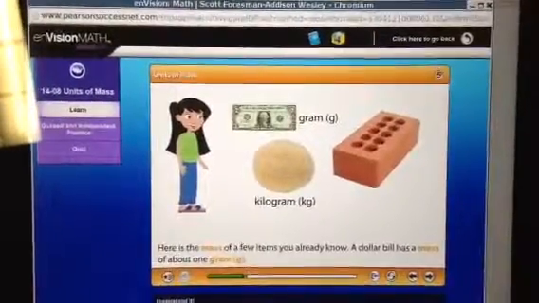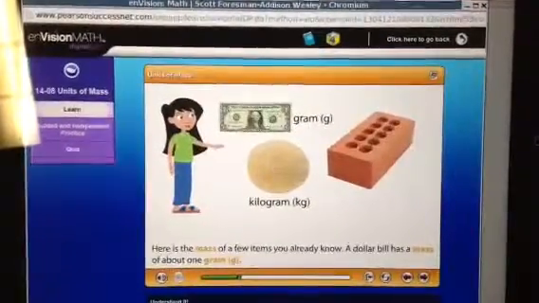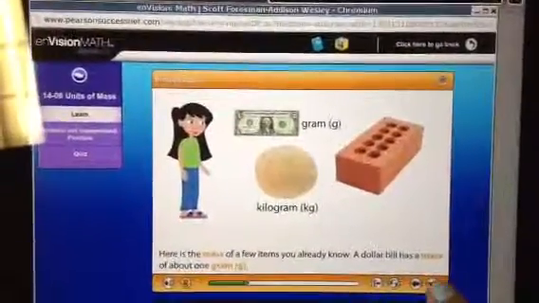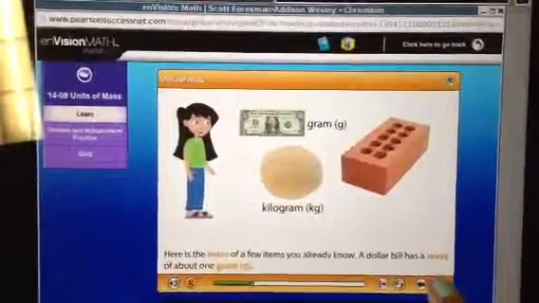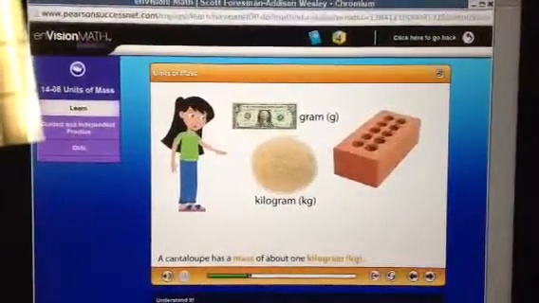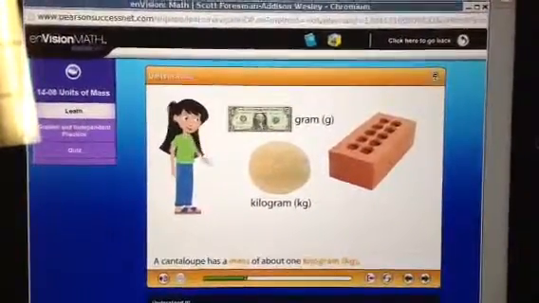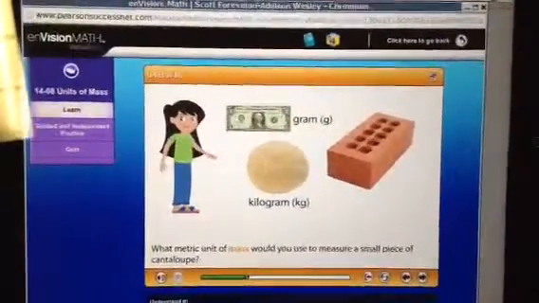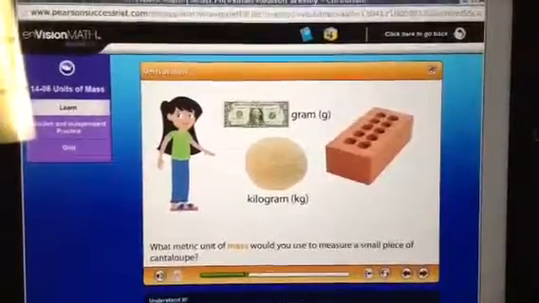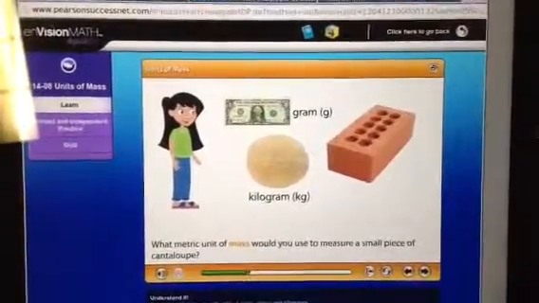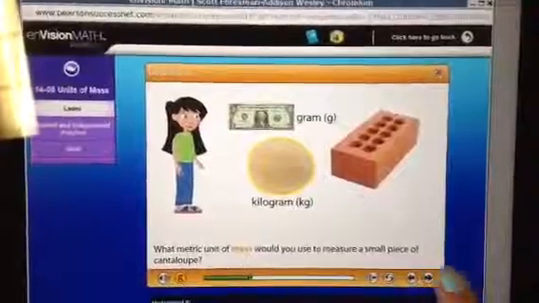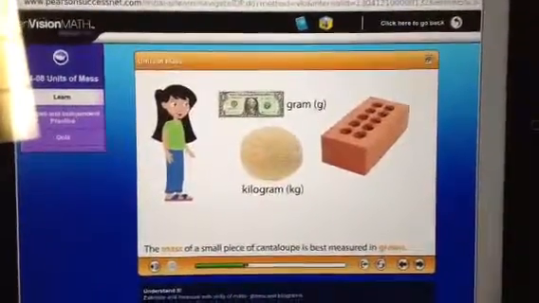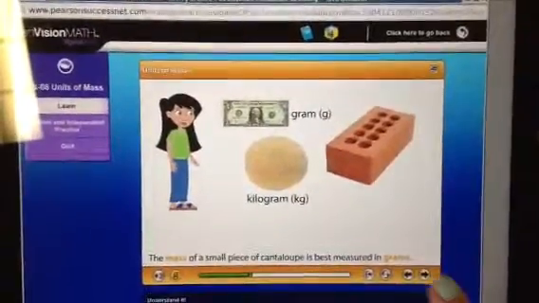Here is the mass of a few items you already know. A dollar bill has a mass of about 1 gram. A cantaloupe has a mass of about 1 kilogram. What metric unit of mass would you use to measure a small piece of cantaloupe? The mass of a small piece of cantaloupe is best measured in grams.